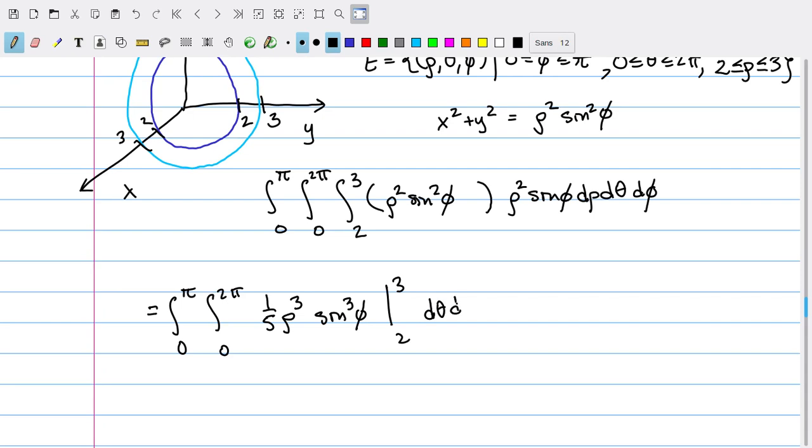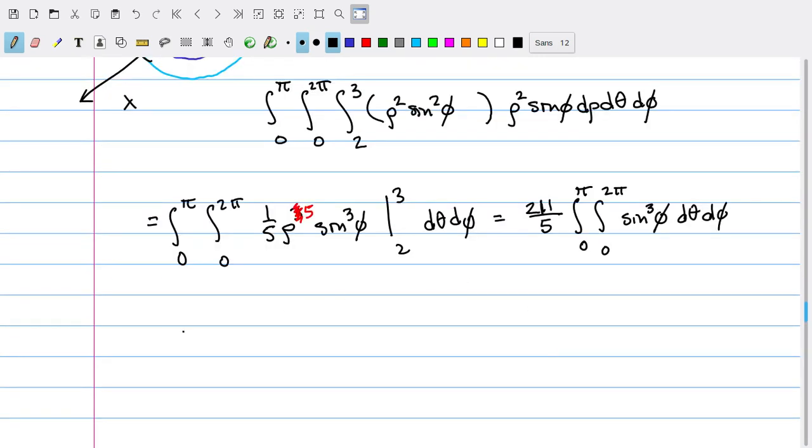d theta d phi. Oh, and I have a bit of a typo here. It was 1/5 rho to the 5th. So this gives me 211 over 5 times the integral from 0 to pi and an integral from 0 to 2 pi of sine cubed phi d theta d phi. There's no dependence on theta here, so integrating from 0 to 2 pi just multiplies by 2 pi.